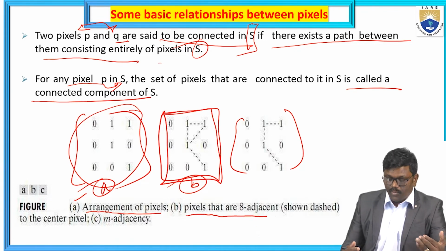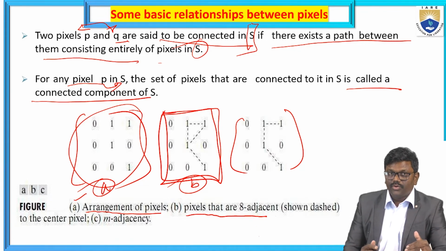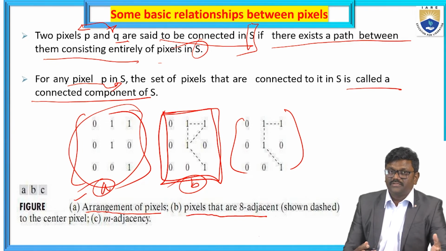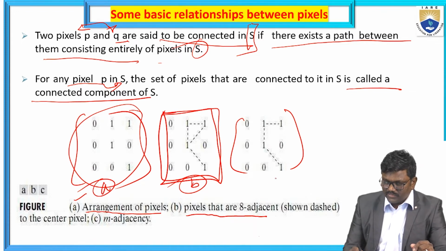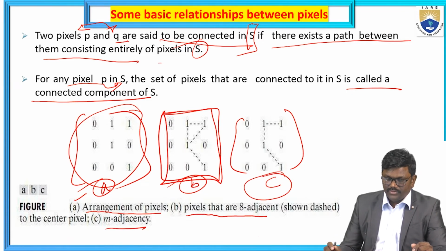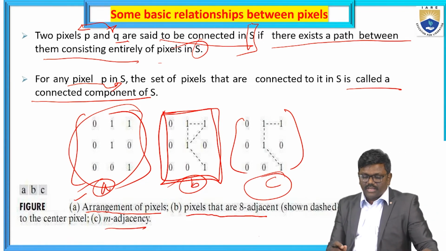Don't worry. The point is, I'm going to give more clarity about the adjacency: M adjacency, mixed adjacency, or 4 adjacency, or 8 adjacency. How does that change here? The diagonal neighbors of the pixels are changing in terms of adjacency also. So let me see that. What is the C part? C part is the M adjacency. So we can understand those differences here.